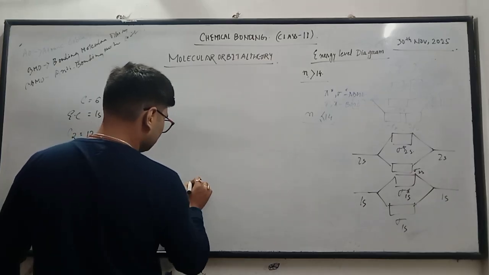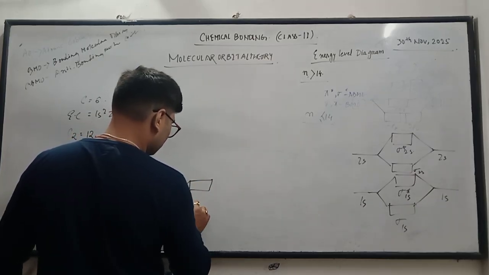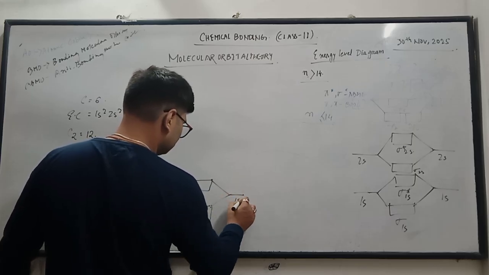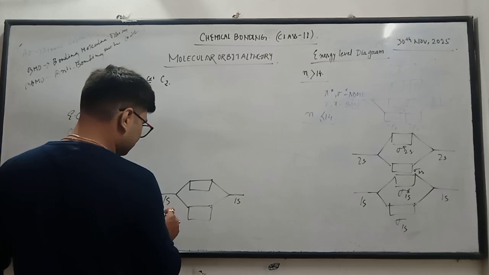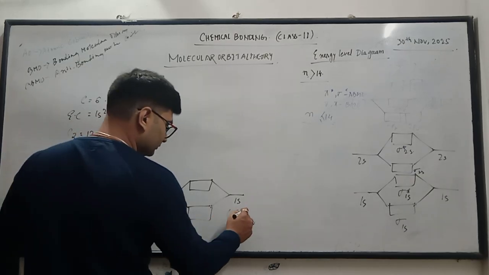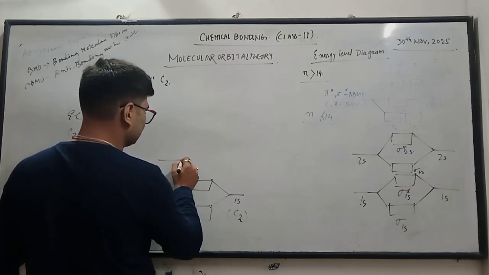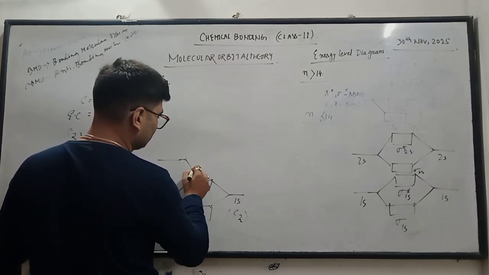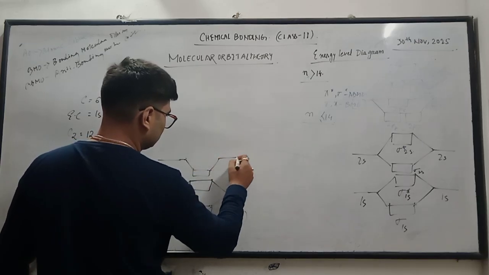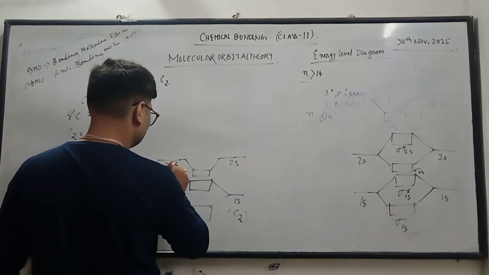First, talking about the 1s for both the carbons. This is carbon C1 and this is carbon C2. Again for 2s.